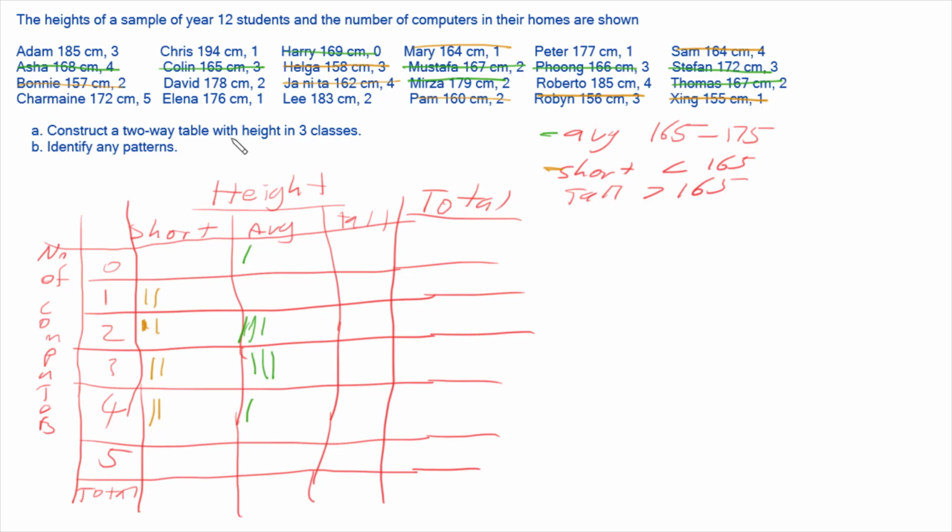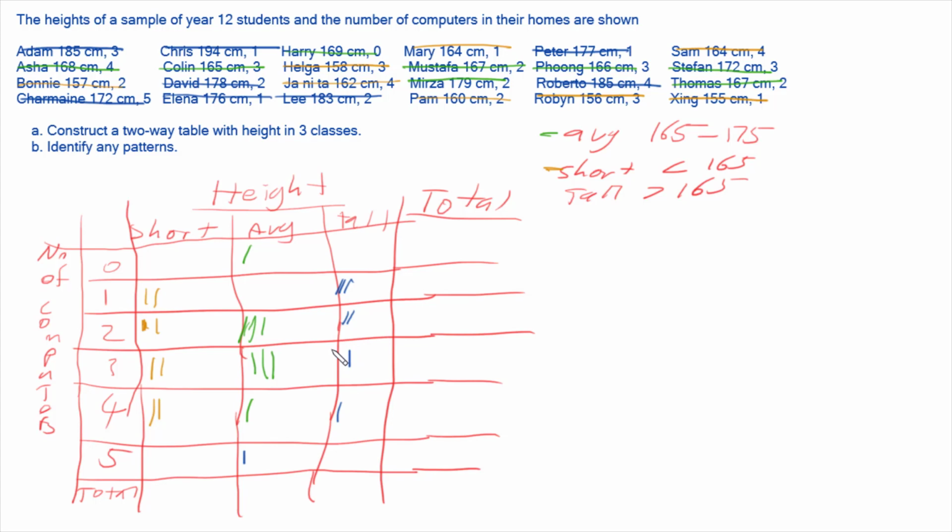And lastly, we go through all of our tall people. So I've got Adam has 3. I've got Charmaine. Actually, Charmaine fits in our average people. So she's got 5, so she's up here. Chris has 1. David has 2. Eleanor has 1, Lee has 2, Peter has 1, Roberto has 4, and that's it.